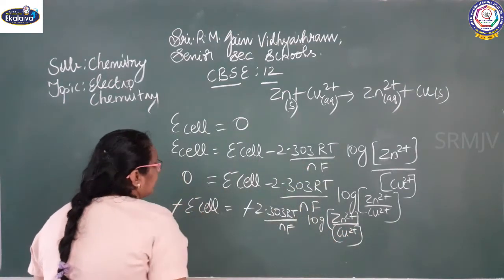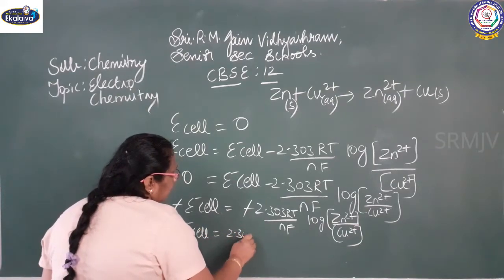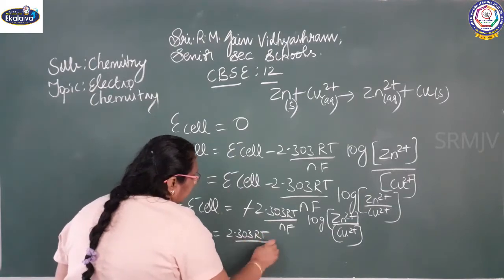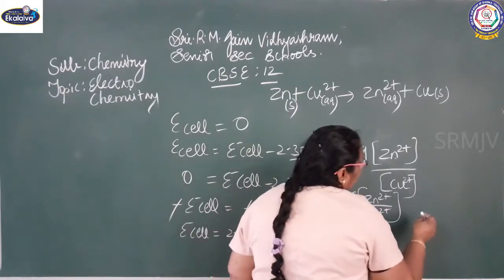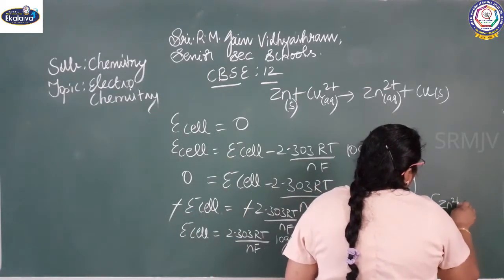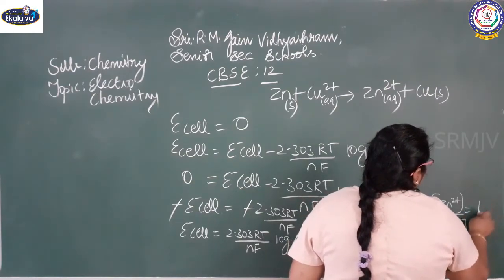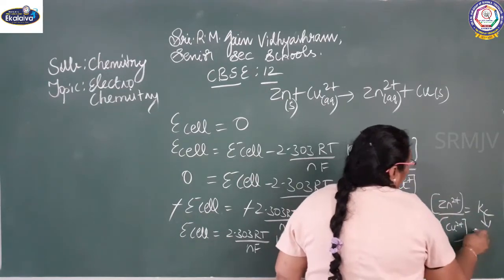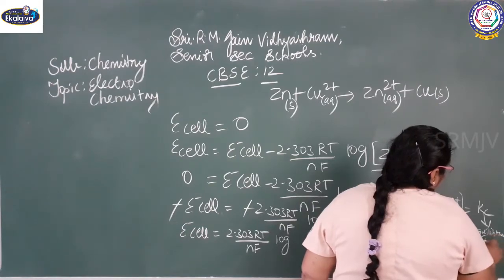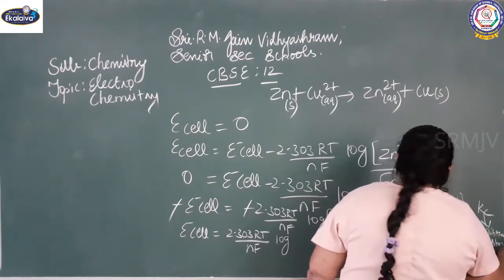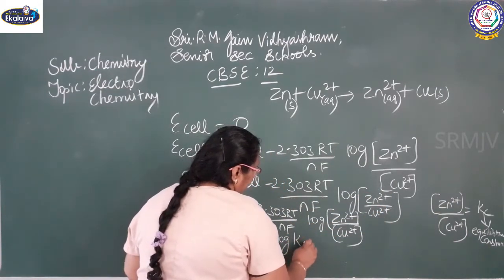Okay, so the minus signs cancel. So, E dash cell is equal to 2.303 RT divided by nF, where I am taking the concentration of zinc 2 plus divided by copper 2 plus as Kc, which is the equilibrium constant. Substitute this Kc in the above equation. For this quantity, I am taking log of Kc.